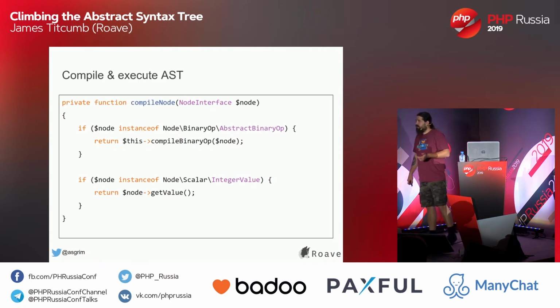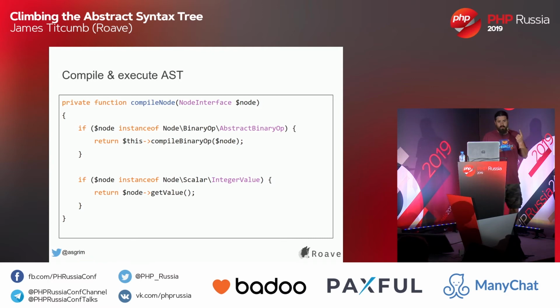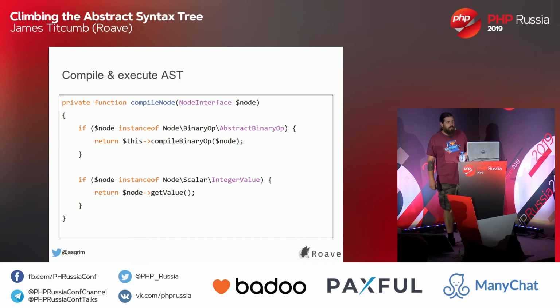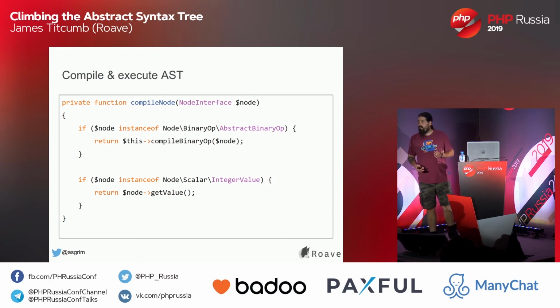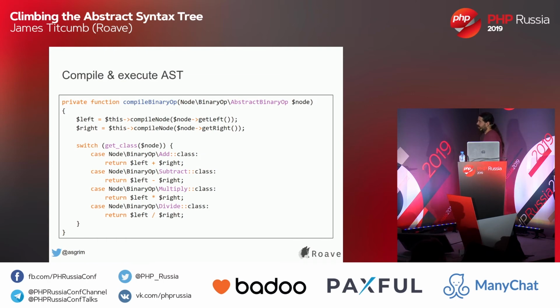So we have a function called compile node, right? So we give it one node, that's our statement, right? Because we only have one line of input, so there's only ever going to be one statement. Otherwise, you'd have an array of statements or something. If it's a binary operator, we're going to call another function we'll look at in a moment. If the node is an integer value node, then we're going to just return the value, right? We don't have any other nodes, so that's it.